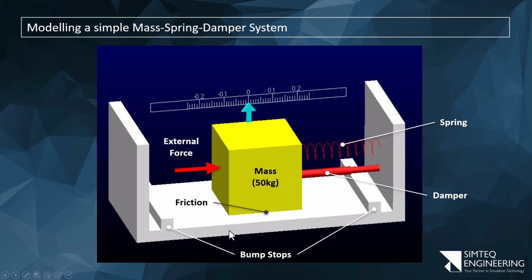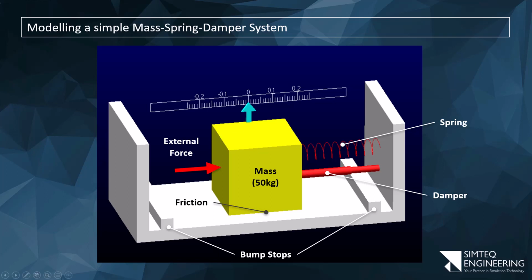We've then also got some bump stops in the model so that if the block moves too far, it'll make contact on either end with these bump stops. We can include friction between the block and the ground, and we'll do that a little bit later. We've got a little position indicator showing us the movement of the block as a function of time.